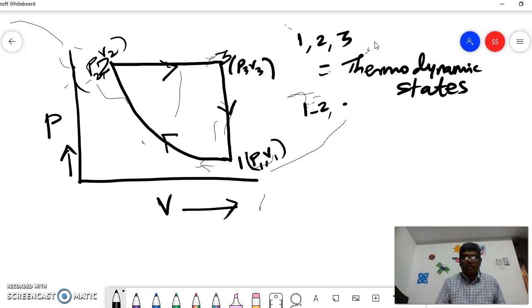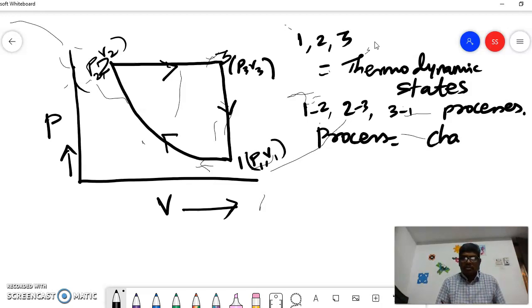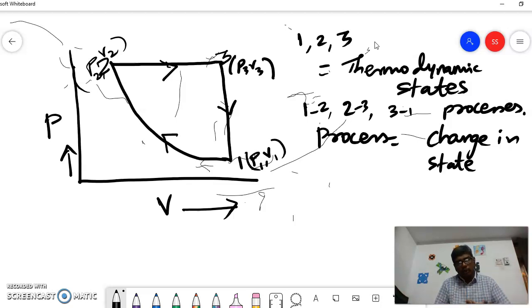1 to 2, 2 to 3, and 3 to 1 are called processes. The process means change in states. If you take state 1 and state 2, there is a change in the state. From state 1 to state 2, a thermodynamic system is undergoing a process. This curve clearly indicates it's a compression process, because of which the pressure is increasing whereas the volume is decreasing.